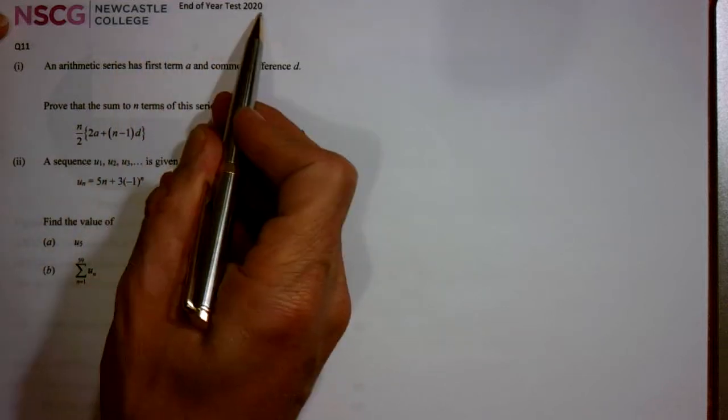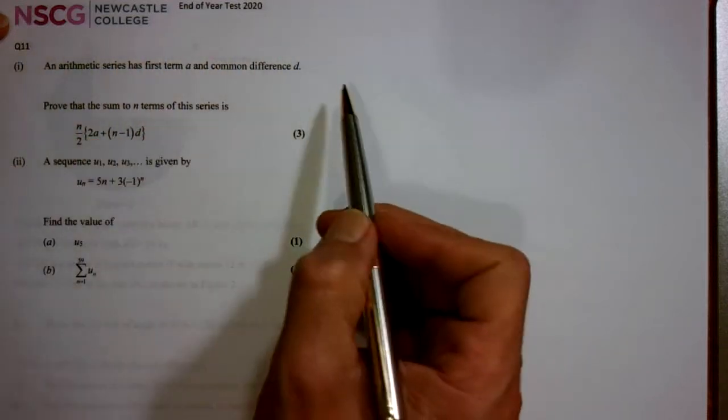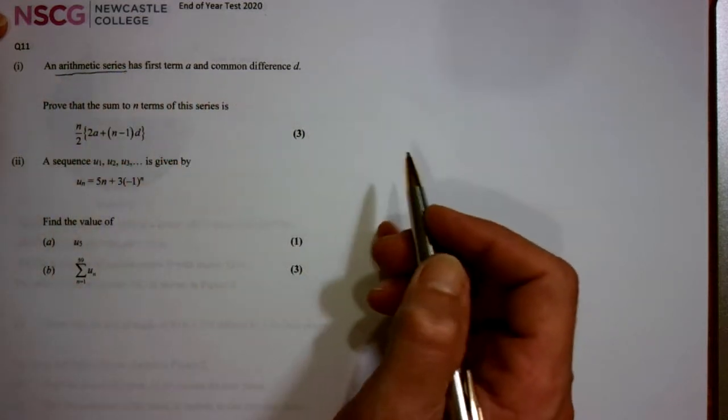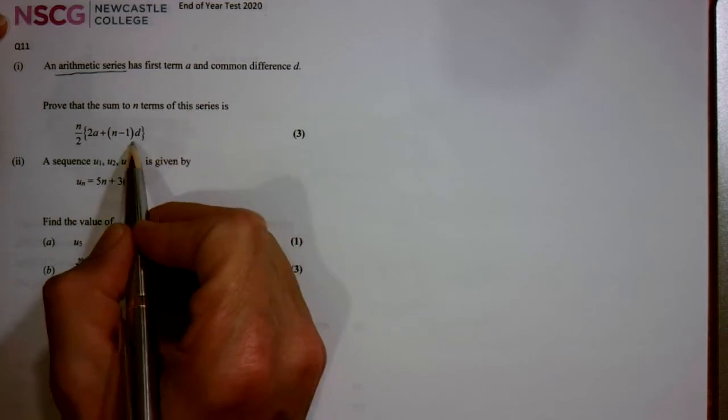Newcastle and Stafford College, end of year test 2020. Question 11 could be about APs. What do you think? First part, 3 marks. Prove that sum up to n terms of the series is that.